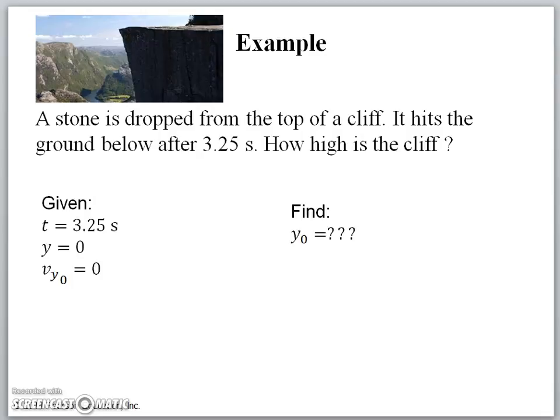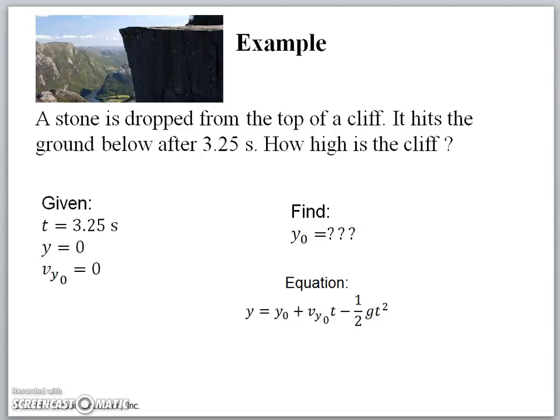The first step is to write our givens. Time equals 3.25 seconds. The final y velocity equals 0 because that's the ground. And the initial y velocity is 0 because the stone is dropped. And we want to find our initial height of the cliff, which is y naught. Now please press pause to figure out which equation to use with our givens and find.